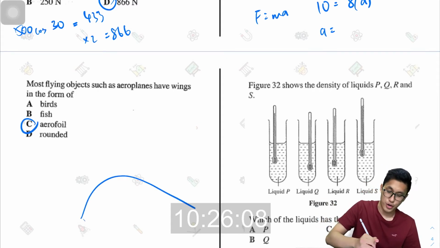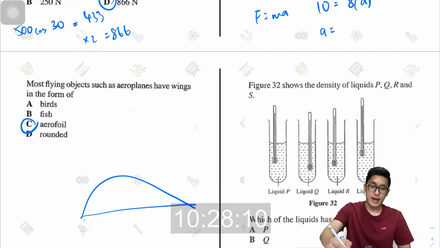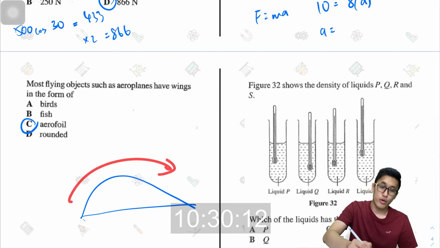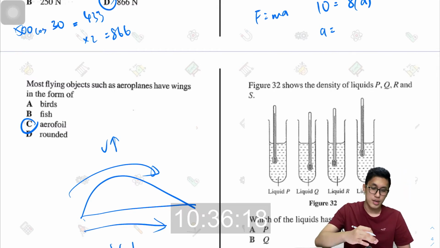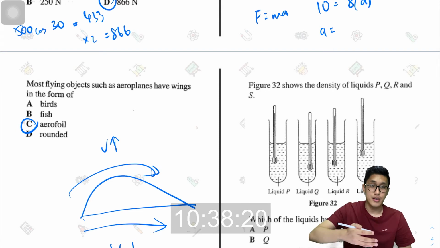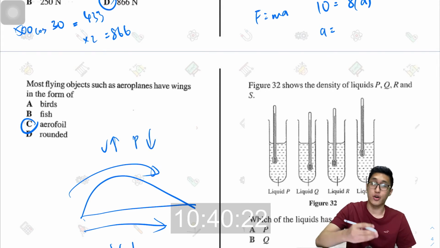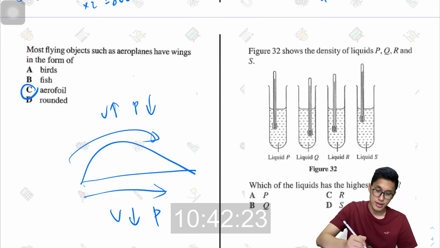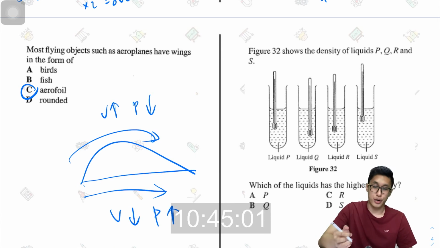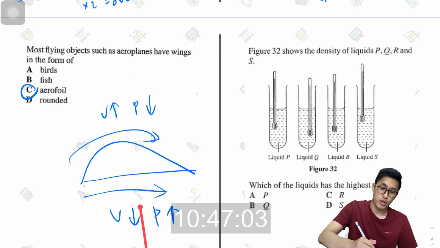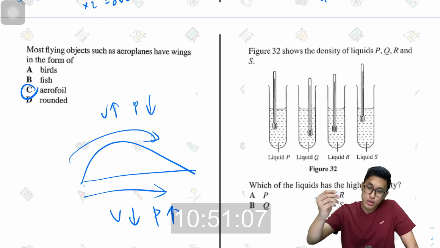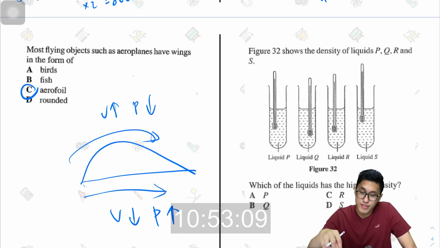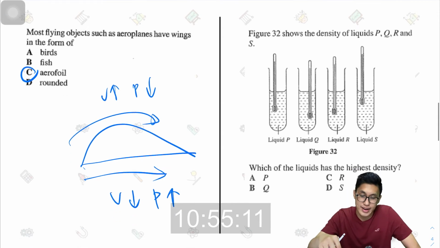Okay, so aerofoil, if you don't know, is something shaped like this, and the air on the top will go faster and the air on the bottom will go slower. Okay, and so when you have a faster airflow, your pressure will be lower according to Bernoulli's principle, and the slower airflow here will cause a higher pressure, and so the difference in pressure will cause a net force pushing the aeroplane up.